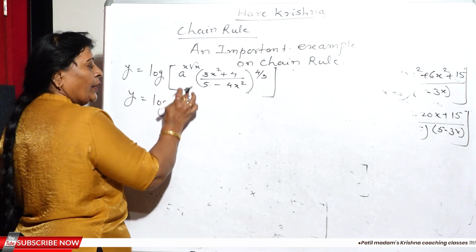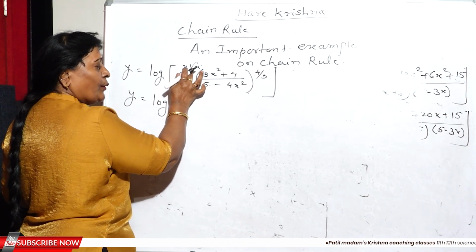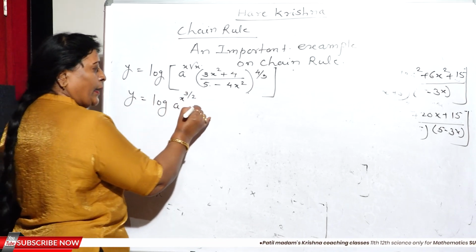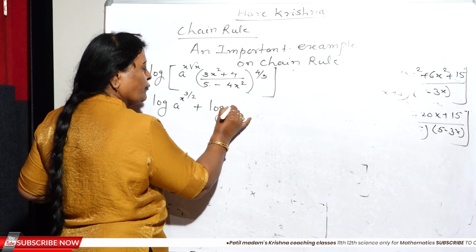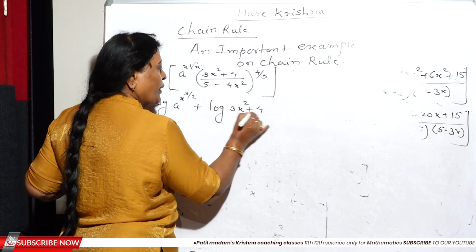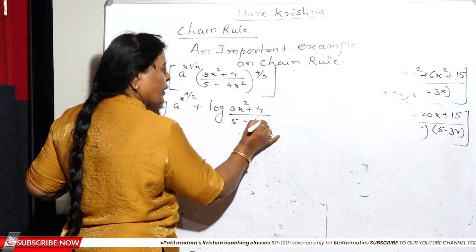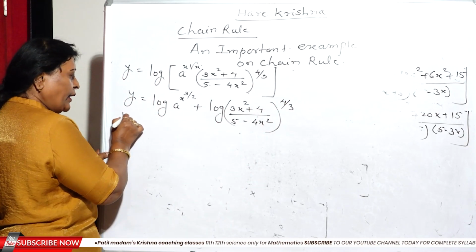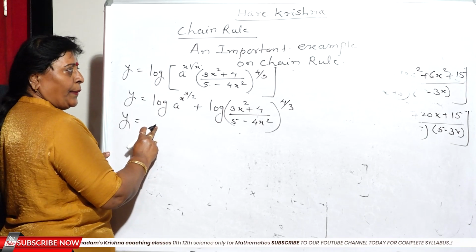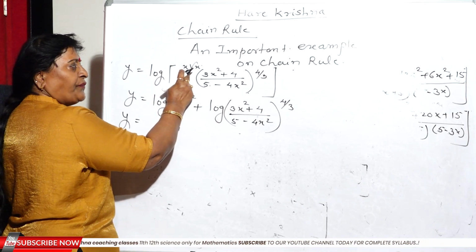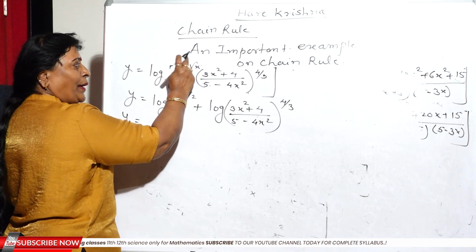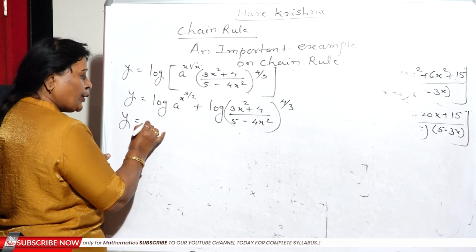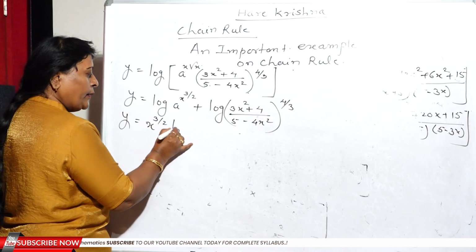Isn't it? Therefore, the power of this, that is x root x, what is the power of x? 3 by 2. Right? Again, log of (3x square plus 4) divided by (5 minus 4x square) whole raised to 4 by 3. Right? Again, if you observe this, this power is multiplied here. x root x means what is the power of x? x to the power 3 by 2, 1 by 2 plus 1, that is 3 by 2. This power comes here. Again, x to the power 3 by 2 log a.